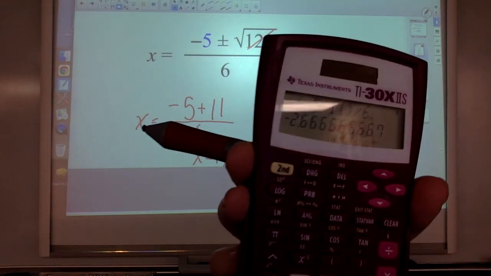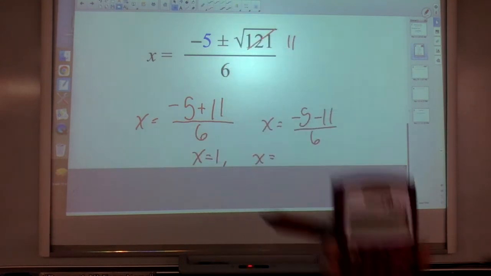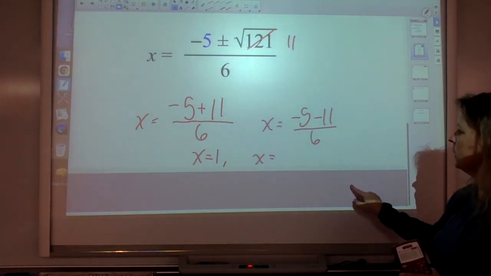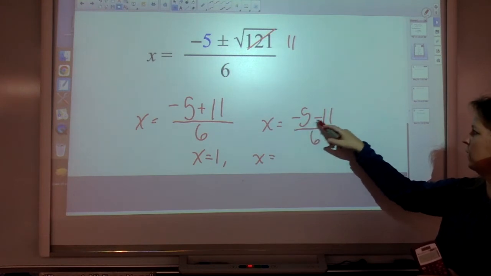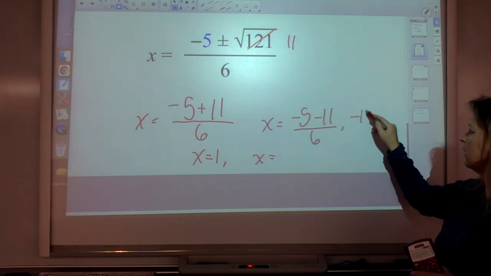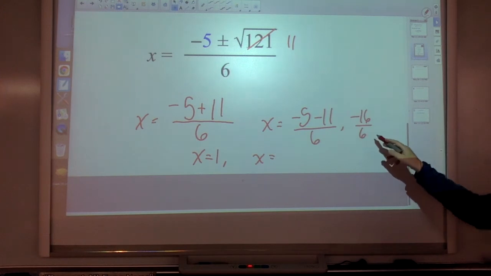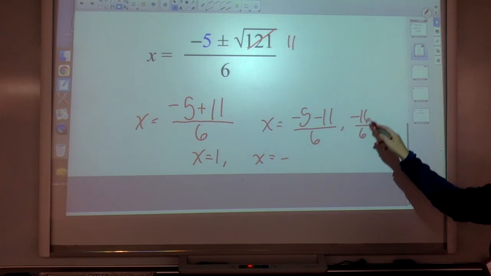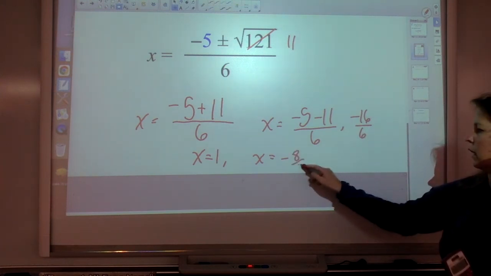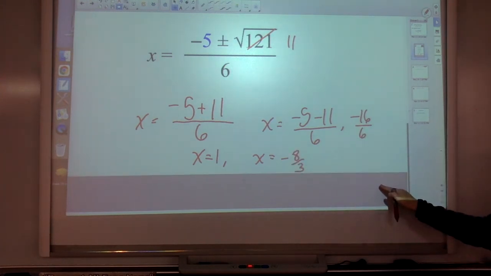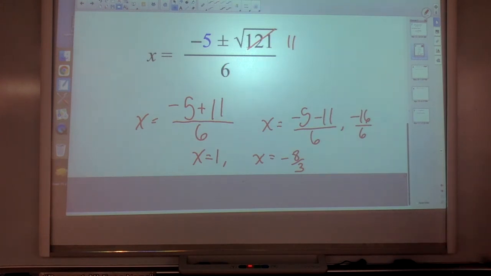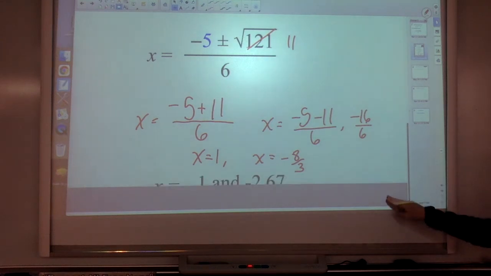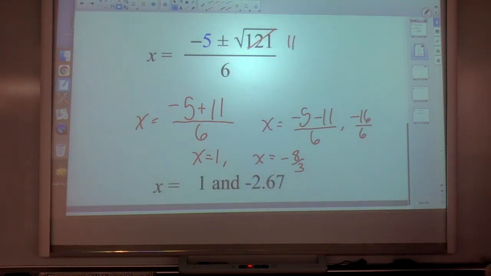If we're looking for decimals, that's fine, negative 2.666666. We're not looking for decimals though. So what you're going to have to do is take negative 5 minus 11, which is negative 16, over 6, reduce it, but keep it improper. They're both divisible by 2 because they're even numbers. You're going to get x equals negative 8/3. And there are your 2 answers. x equals 1, x equals negative 8/3. If we are looking for a decimal, then you're okay with 1 and negative 2.67.